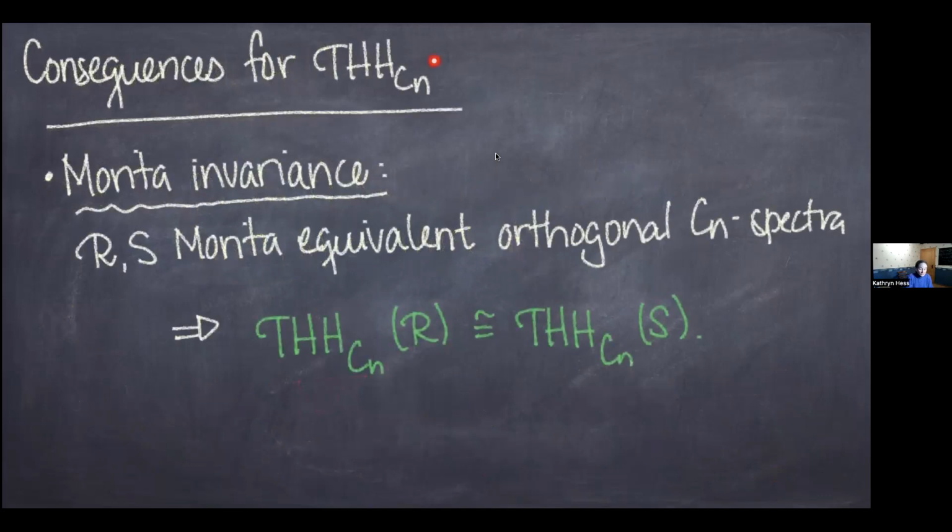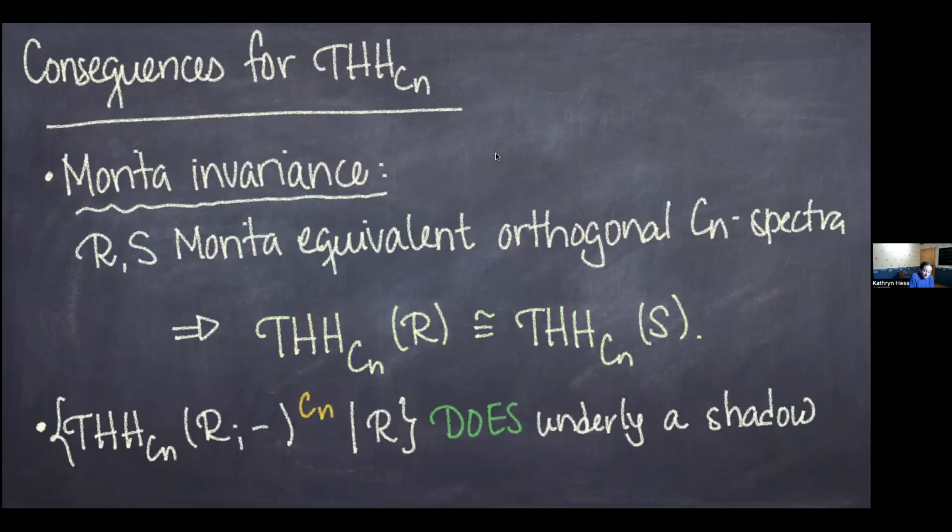What consequences do we then get for this CN twisted Hochschild homology? Well, in particular, we're going to have Morita equivalence. If we have Morita equivalent orthogonal CN spectra, then their CN twisted topological Hochschild homologies are going to be the same. And it turns out that if you actually take the CN fixed points, then this is going to give you a shadow. The problem with the cyclic invariance, maybe unsurprisingly, disappears when you take the CN fixed points. So you weren't very far from being a shadow. As soon as you take fixed points, you get one.